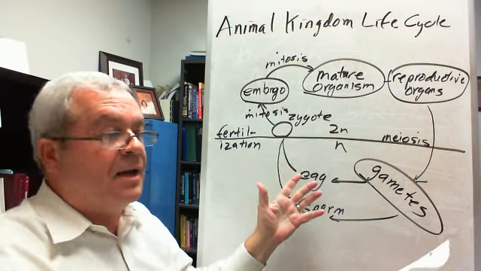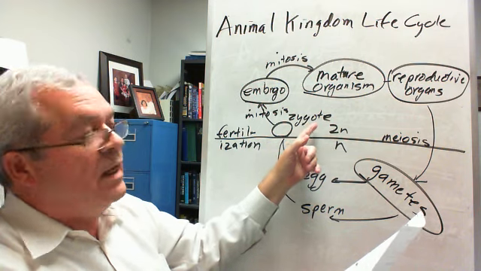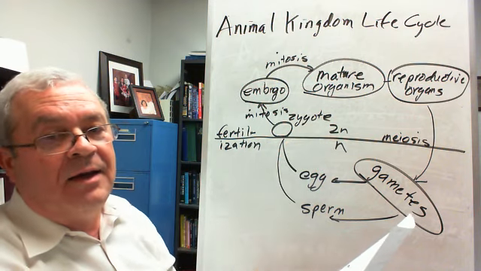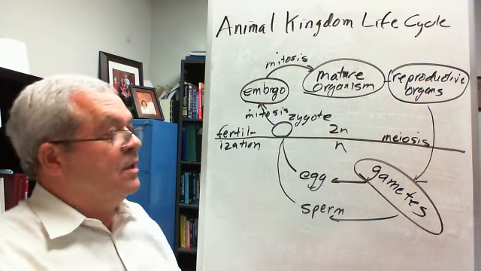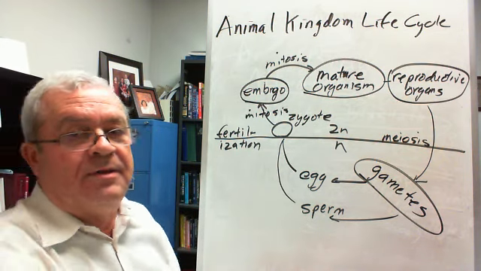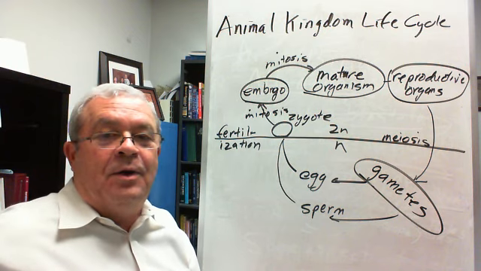It's not the top or bottom side. The point is mitosis takes place only on the 2N side, at least routinely. We're going to learn about an exception in a few minutes. This right here for 5 points is your basic animal kingdom life cycle. Okie dokie, that's it.